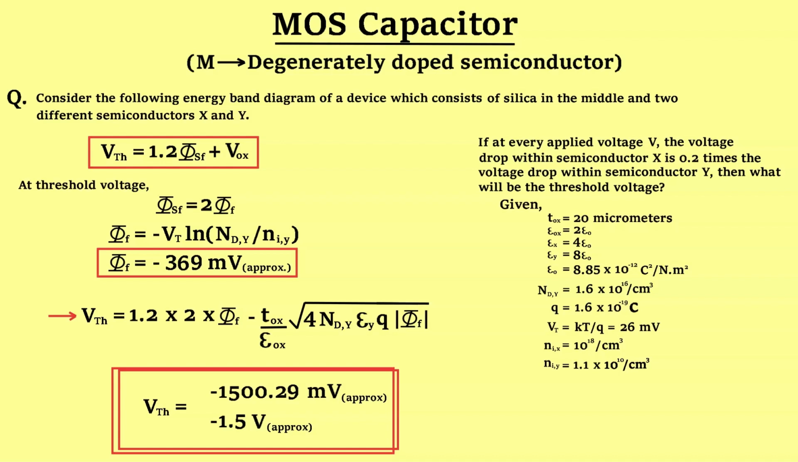One thing we can conclude here is that there is a voltage drop within the degenerately doped semiconductor, which was not the case when there is a metal, and this results in an increase of the threshold voltage. In the short notes attached in the video description, I have not written any question. If you find this question interesting and quite important, then you should write it in your short note.